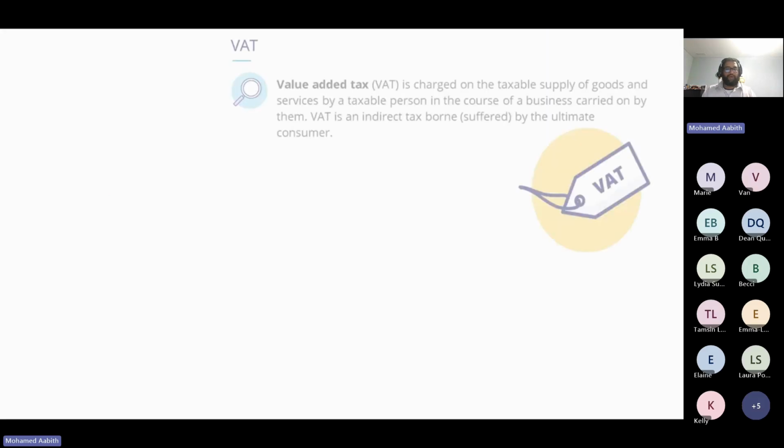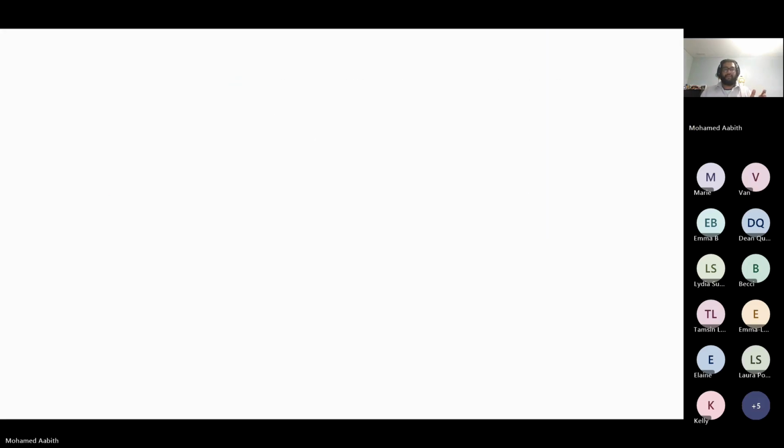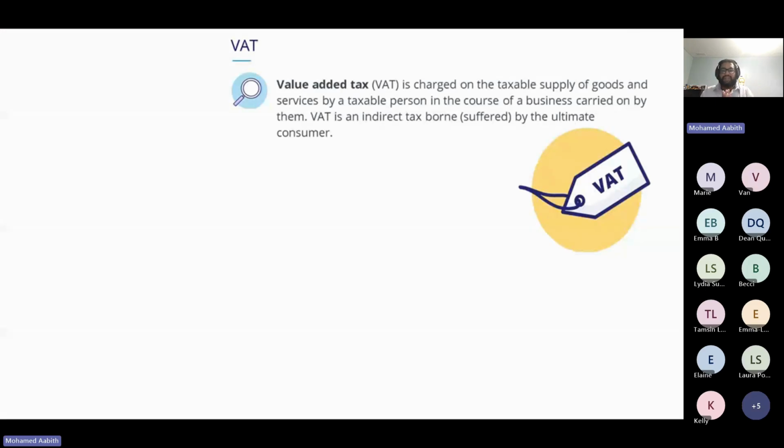So let's have a look into what VAT is. VAT is something charged on taxable supply of goods. You're going to learn about that in depth when it comes to the Tax Processes for Business unit, which is most likely to be the final unit of your level 3 qualification.